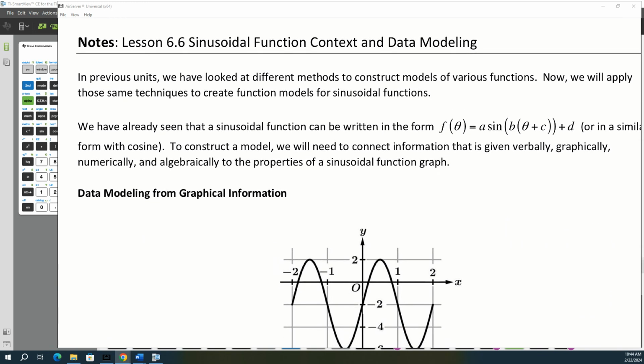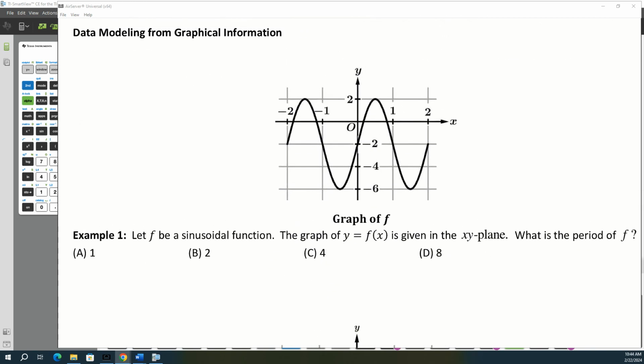Okay, so on example 1, we have f is a sinusoidal function, and we want to know the period. What do y'all think? What's the period? 2. So from here to here is a sine curve that occurs in a unit of 2.